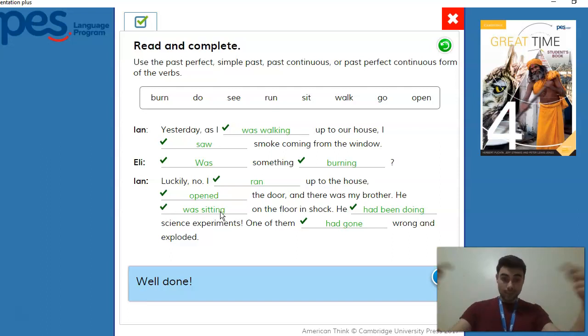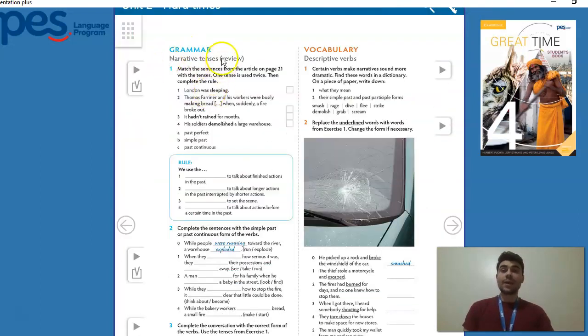And then the two next sentences happened even before Ian saw the smoke coming from the window, right? Because before Ian saw the smoke, the brother had been doing science experiments, and one of these experiments had gone wrong. So even before Ian saw the smoke coming out from the window. All right? So this one here, remember, narrative tenses, guys. Why do we use them? Again, we use them to create the scene and give the linear time, or you can think about a timeline of the actions happening in the story you want to talk about.